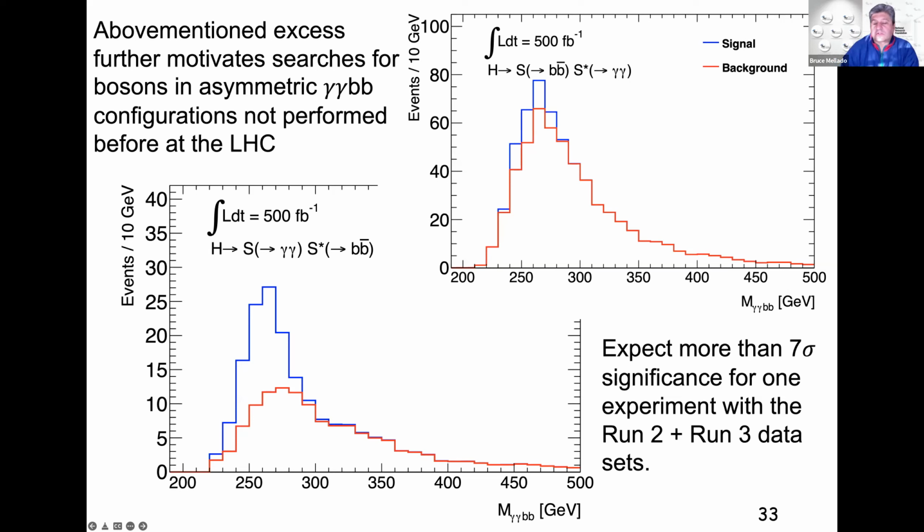Now in the reverse situation, where you have the b bbar on shell and the gamma gamma off shell, the background is much bigger, and obviously the significance less, but everything counts. It would certainly be that one experiment, in run 2 or run 3, would have sufficient data to take this signal to the mother, which is the H.